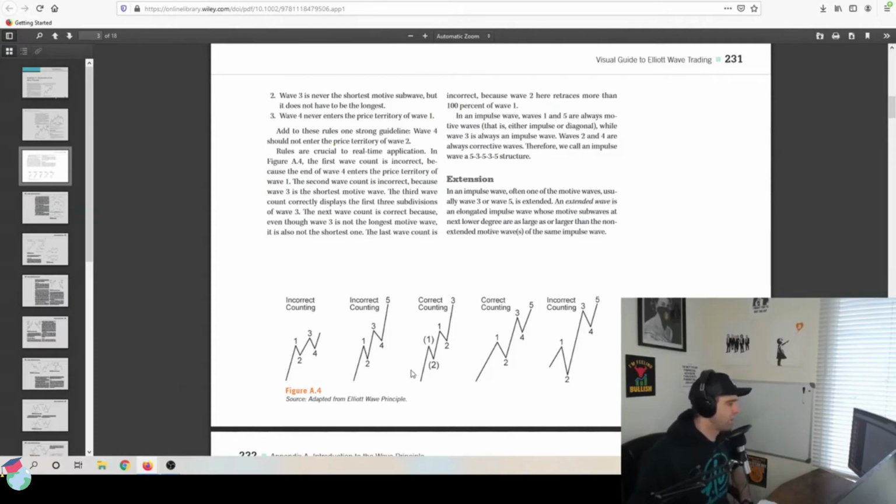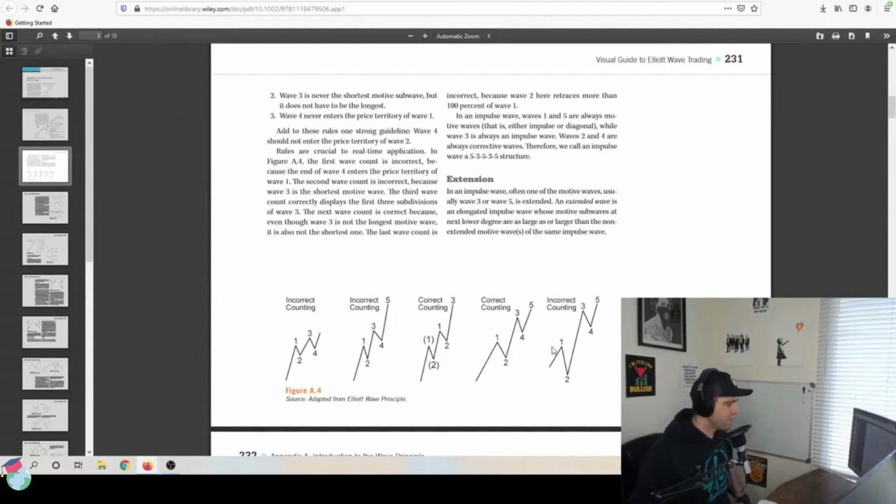So correct counting, we got 1, 2, 1, 2, 3. The reason that this is correct, if you guys are getting confused on this, is this is 1, 2, and these are subwaves of our bigger wave 3, right? So we got 1, 2, 1, 2, 3, 4, 5 would be the whole 3. And another correct counting is 1, 2, 3, 4, 5.